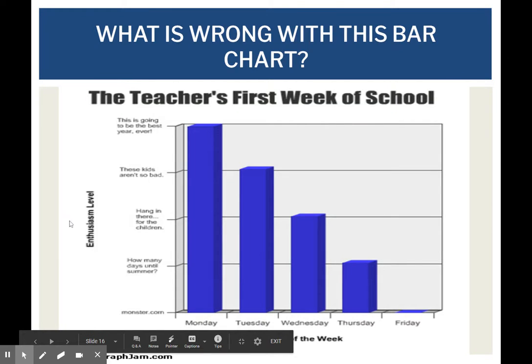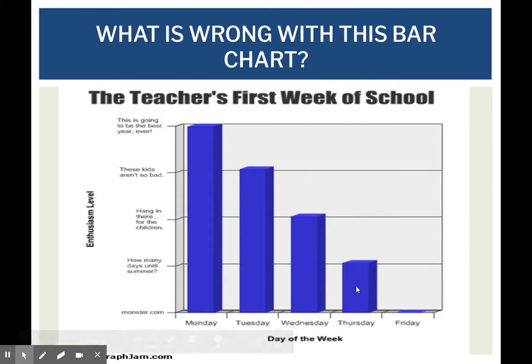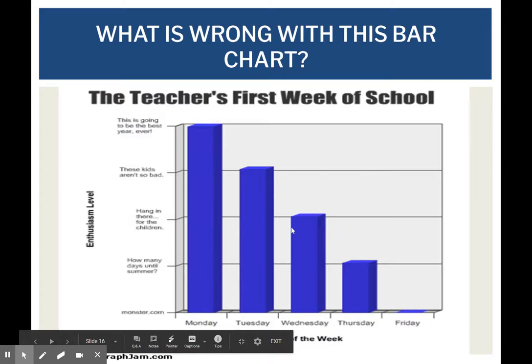If you ask teachers to rate their enthusiasm level for school, the best that's ever going to get is ordinal. So first of all, this is not an interval ratio variable. And also, these aren't even numbers, right?